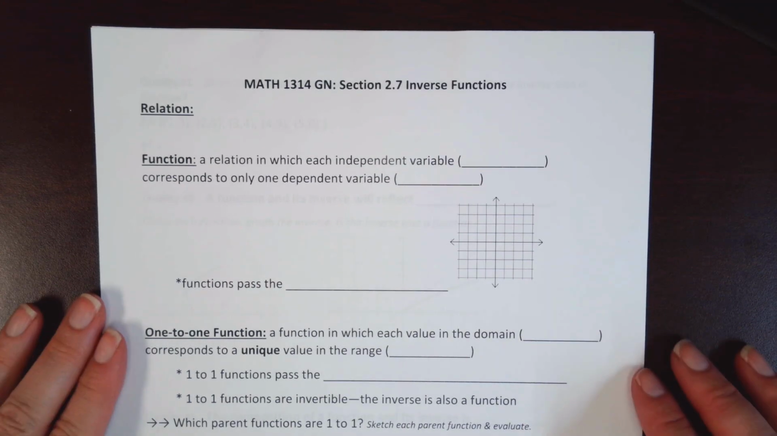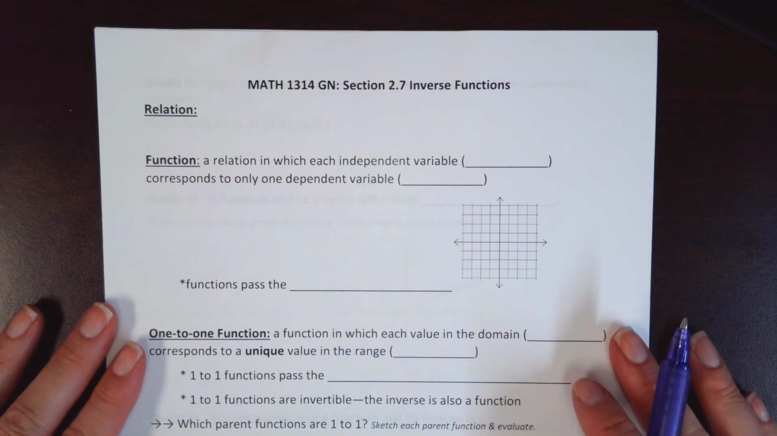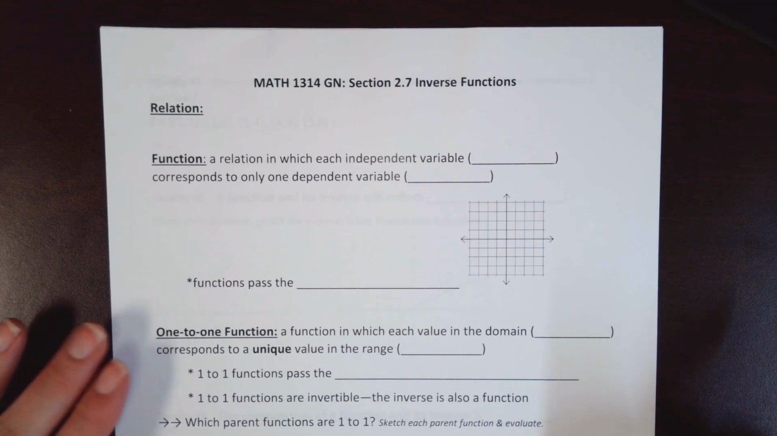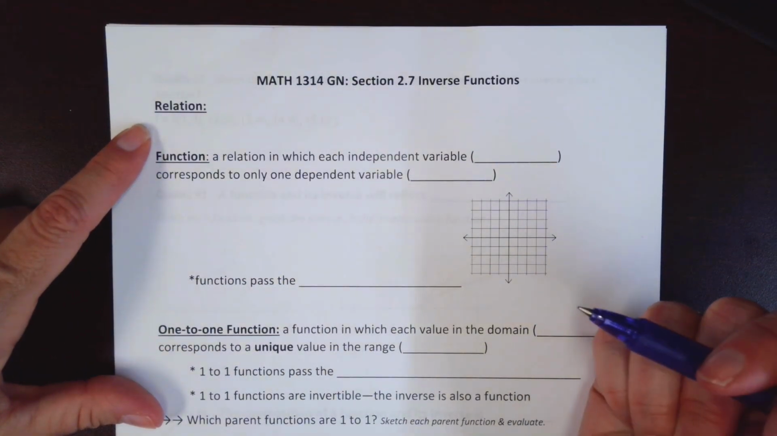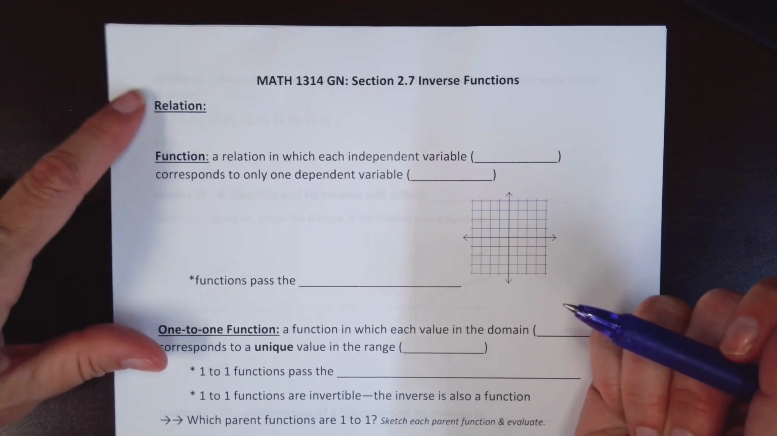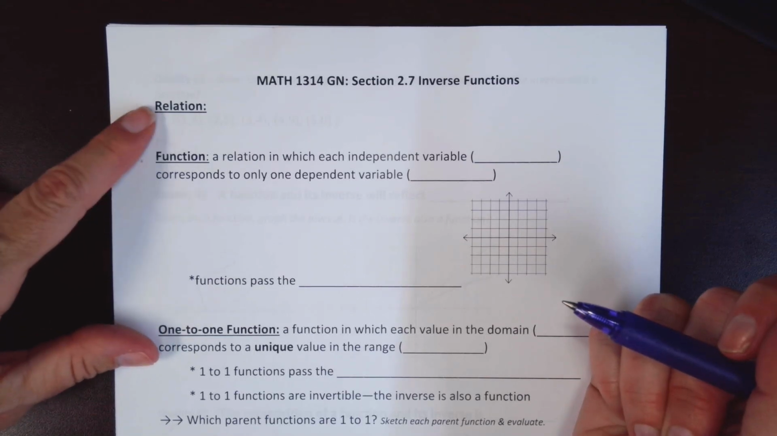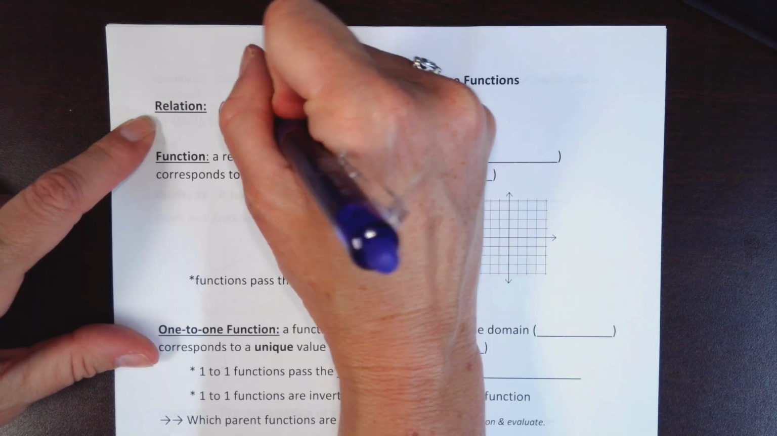We're going to wrap up chapter 2 today, talking about inverse functions. And as part of today, we're going to do some review of things that we have done in our guided notes before. First, let's start with the definition of a relation. Remember, a relation and a function are very connected. A relation is any set of ordered pairs.